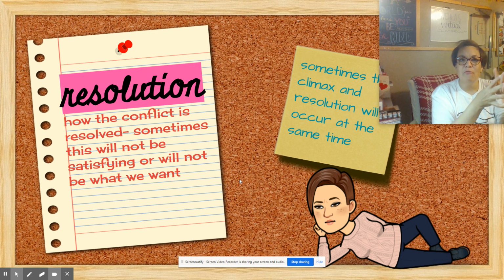So those are the 4 parts of plot: setting, conflict, climax, and resolution. So those are 4 more to add to your lexicon.